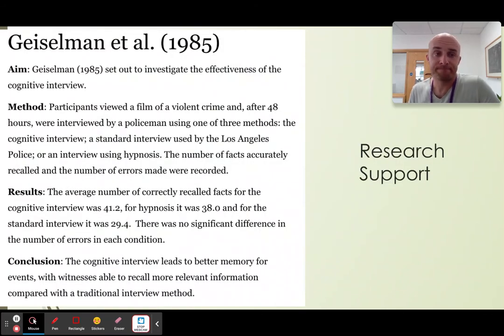Does it work? Geiselman et al. investigated the effectiveness of the cognitive interview, and this is a good piece of research, particularly for the stats down here as well. I'm not going to spend my time reading that out when you can do it yourself, so you may want to pause that and make a note of that. Geiselman is not named in the spec, so you only really need to know the results, but it is useful, I would say, just to make sure you've got a relatively good understanding of the method.